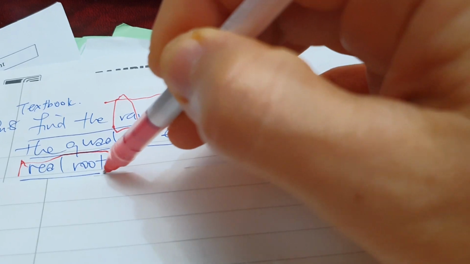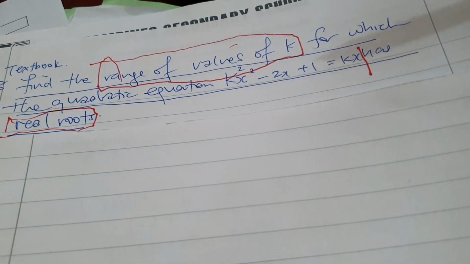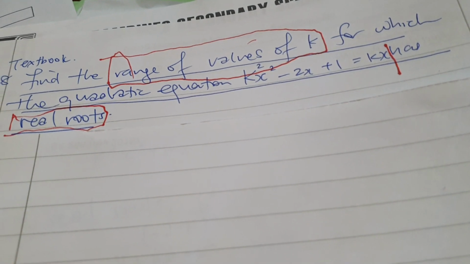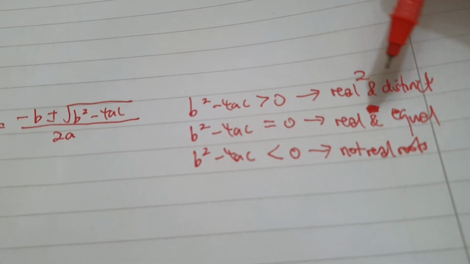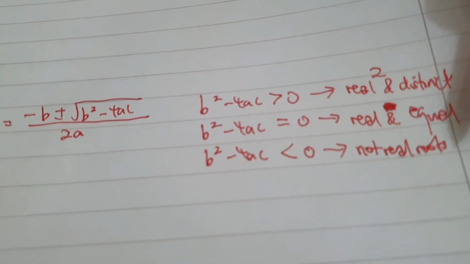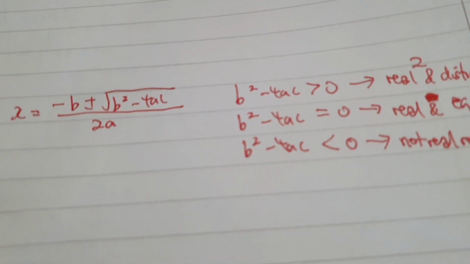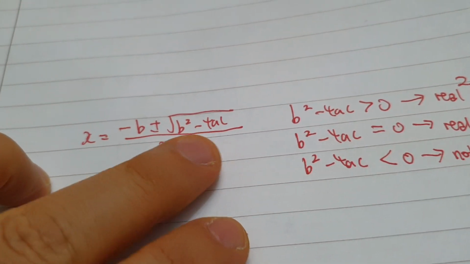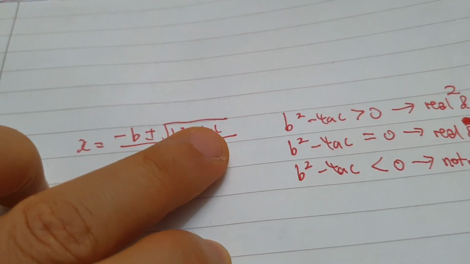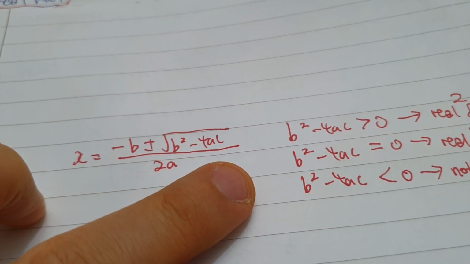Now I need to explain what real roots are because some of you might have forgotten. Whether it's two real and distinct roots, two real and equal roots, or no real roots, it all depends on this discriminant, which is b squared minus 4ac. And where does this discriminant come from? It comes from your quadratic equation. The thing that's inside the square root is what we call the discriminant, b squared minus 4ac.